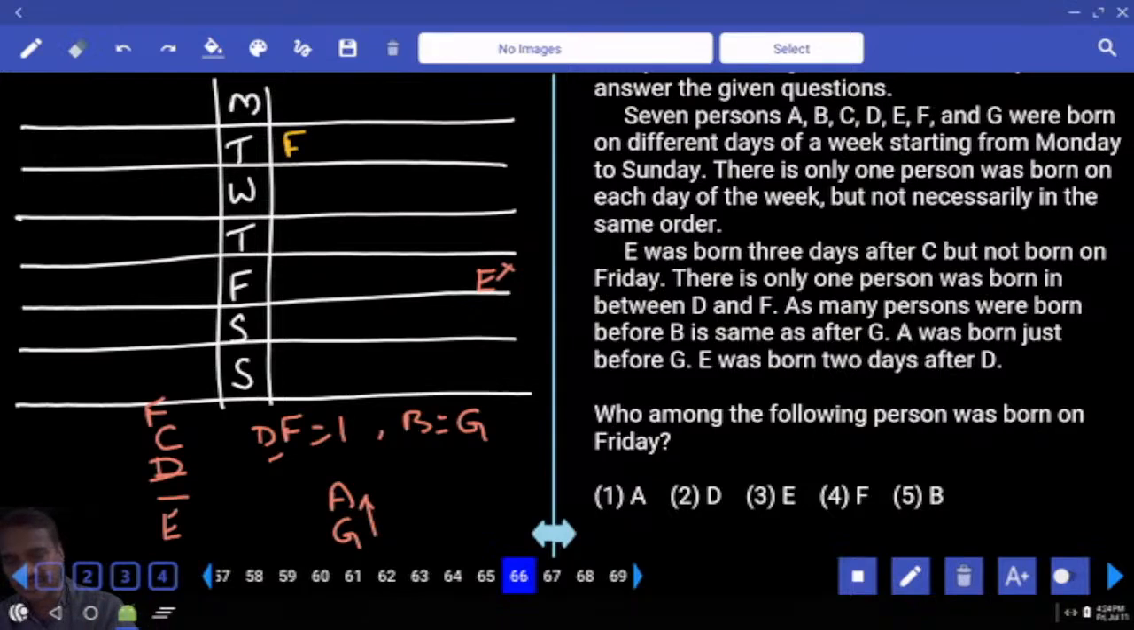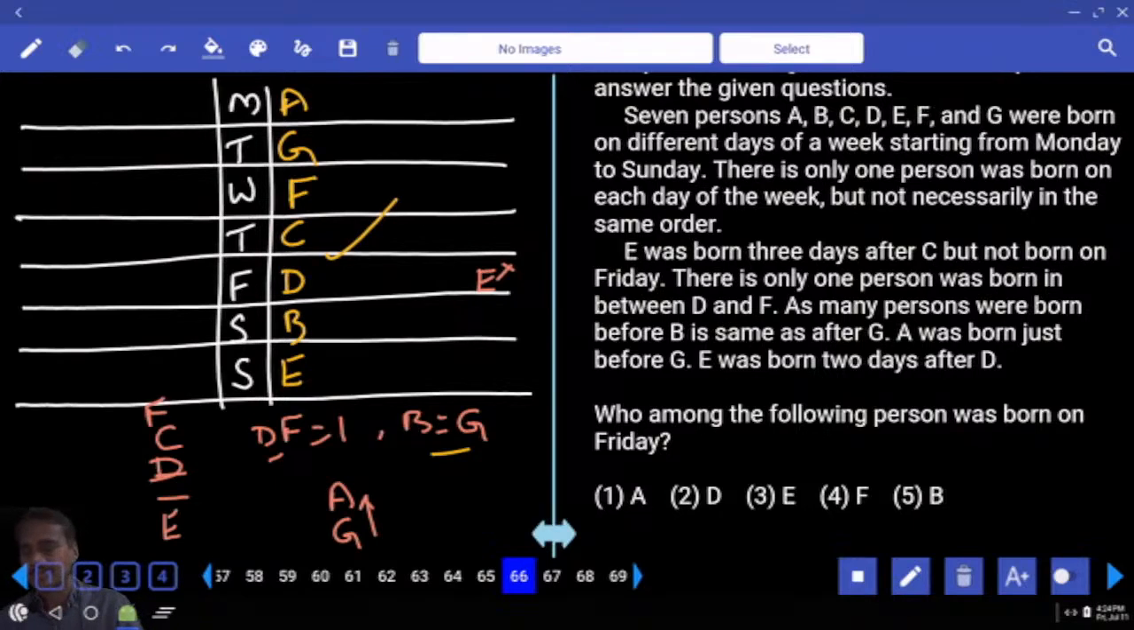If F is here, F, C, D, blank, E, that is fine. But as A and G must be together, is it possible? This case is also ruled out. F cannot be on Tuesday as well. Then what is the only possibility left over here? F is here. F, C, D, blank, E. A is immediately before G, A is here, G is here. Then B and G. B must be here. This is the final arrangement.